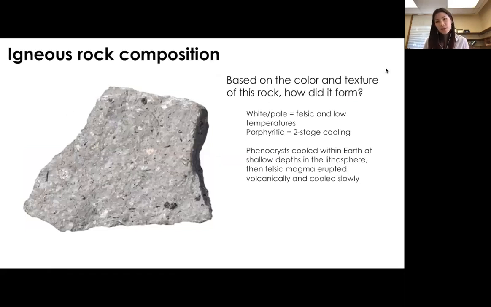So I noted the color first. It's white, pretty pale. So that means it's felsic and formed at kind of low temperatures. I also noted that there are phenocrysts in it, so these larger crystals within a gray groundmass. And so this indicated that it is a porphyritic rock with a two-stage cooling process. So it must have cooled within the earth at some shallow depth and then erupted in a felsic magmatic eruption that likely was somewhat explosive and cooled rapidly once it erupted.